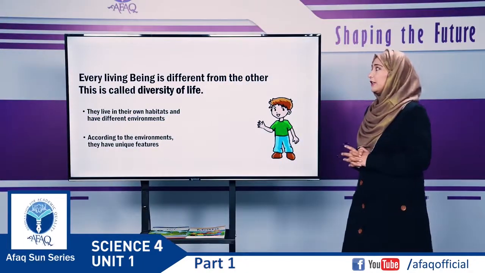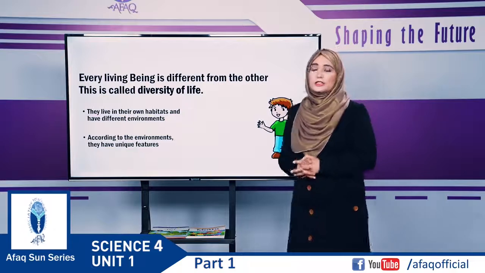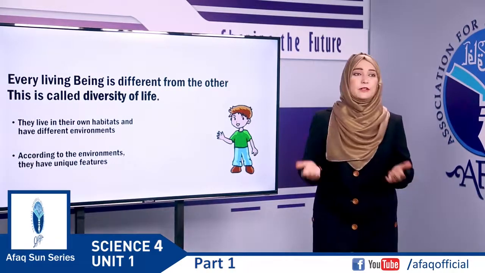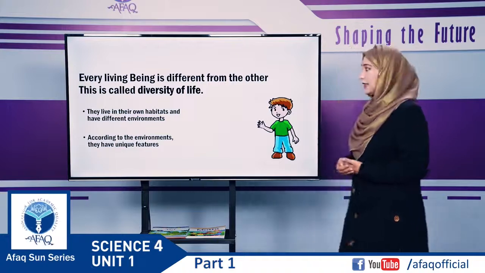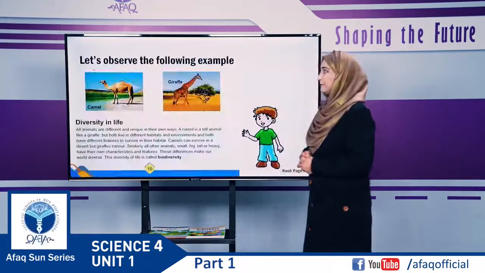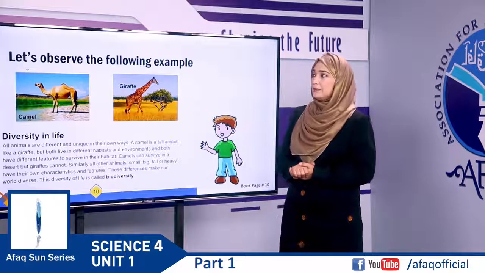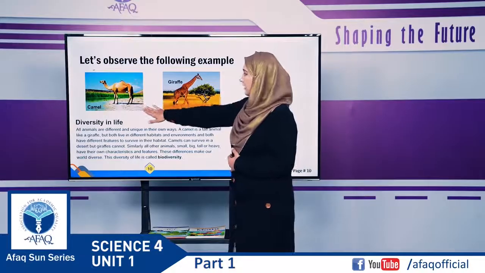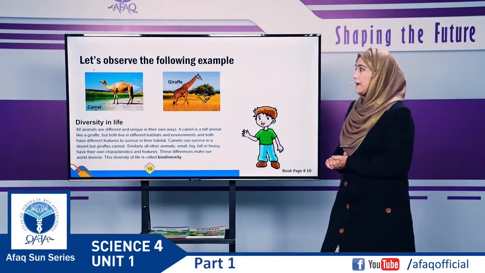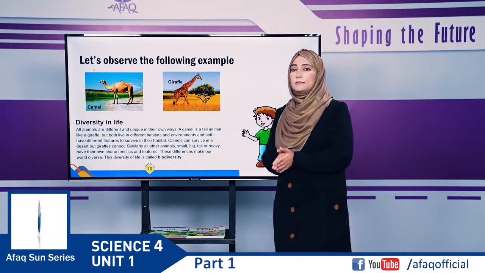So animals are different from each other. This is called diversity of life. Different animals live in different places. They have different habitats. So according to their habitats, they have different features. Let's observe the following example. You can see the picture of camel here and a giraffe here. Both are tall animals.